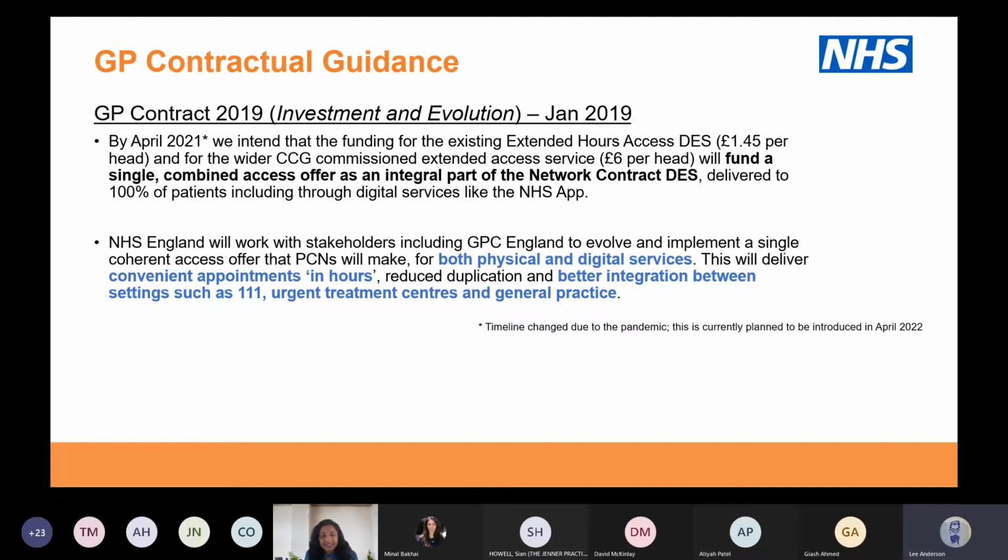We know that NHS England is currently in negotiations with the GPC on this, so once those negotiations are complete, we'll hear about the outcome for it. But this is probably what will affect general practice and PCNs the most out of what's coming in the contract.